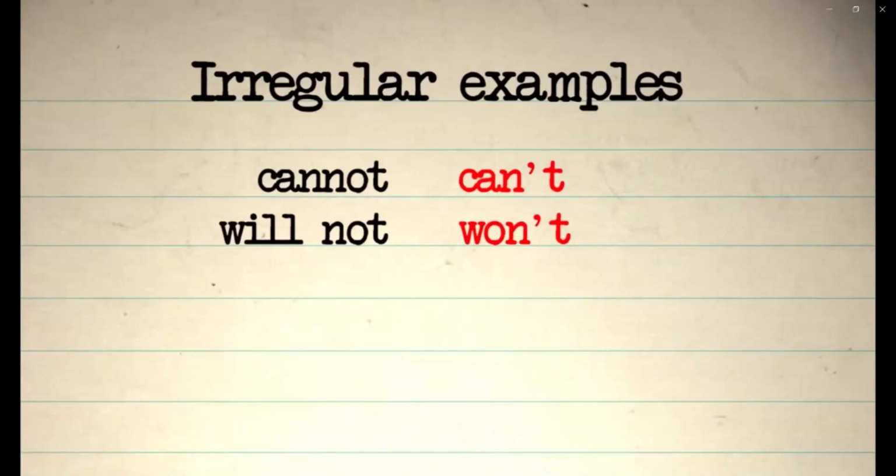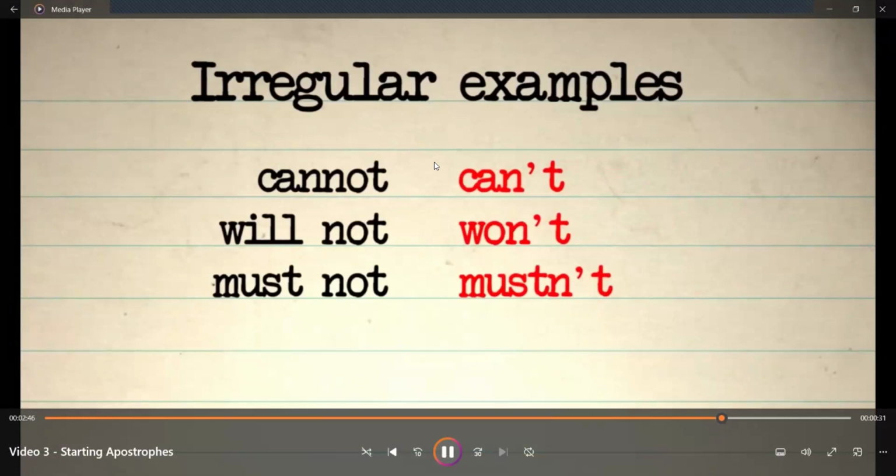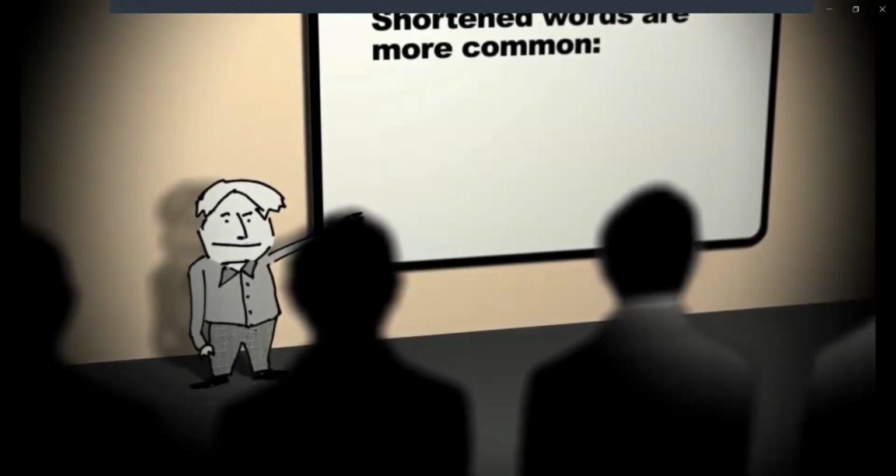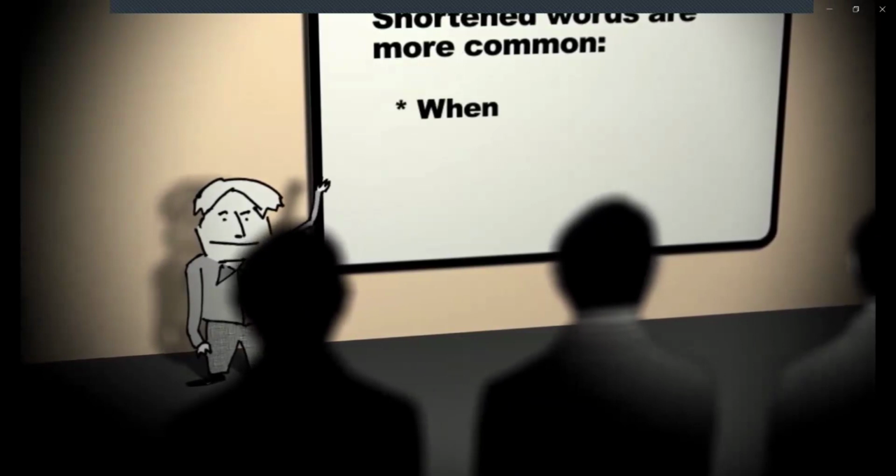You need to learn this one. Must not, mustn't. This looks a bit strange when written, but it does follow the rules. Stick to what you know about these kinds of apostrophes and you can't go wrong. Shortened words are more common when we speak.